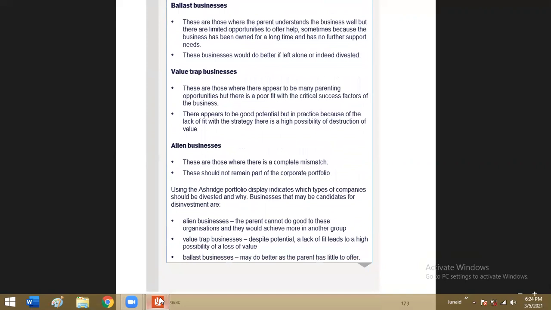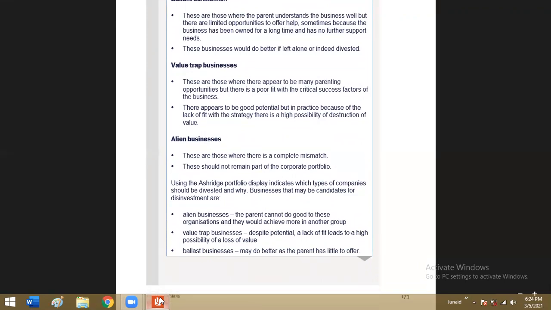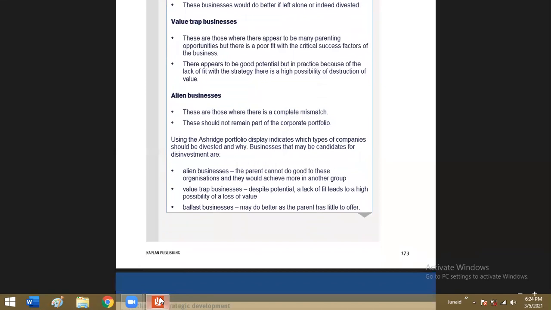Value trap. These are those where there appear to be many parenting opportunities, but there is a poor fit with the critical success factors of the business. Yes, parenting opportunities are more, but ability is lacking. The parent company does not have the ability to manage those critical success factors. They are not skillful enough to manage those CSFs. So this is a value trap, because it will not ultimately give you value addition. It will ultimately lead to loss.